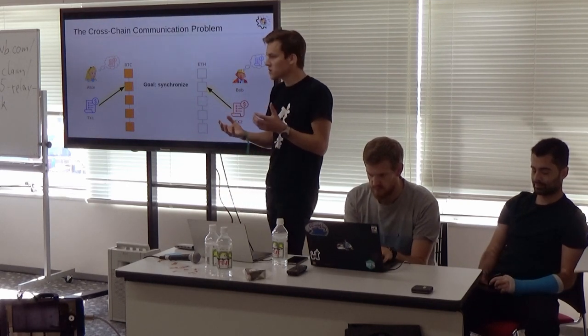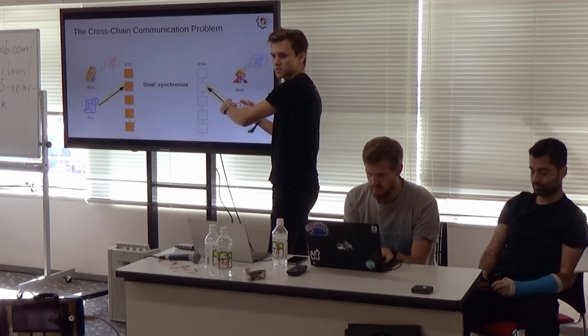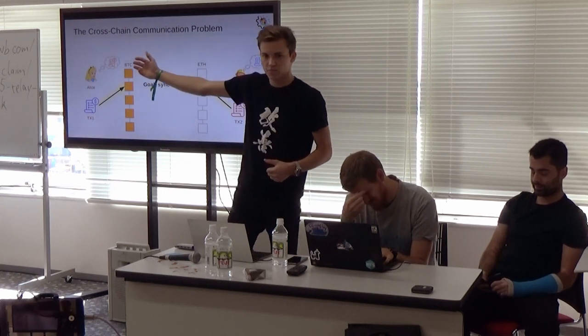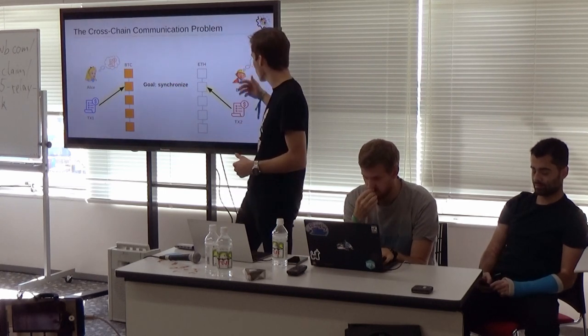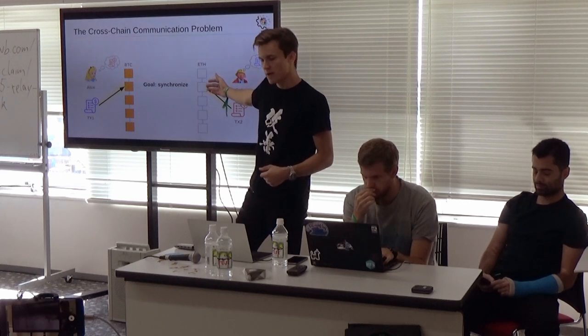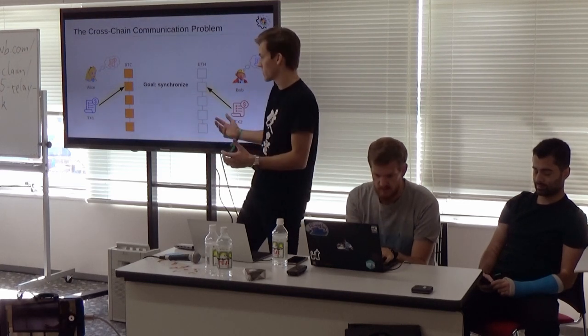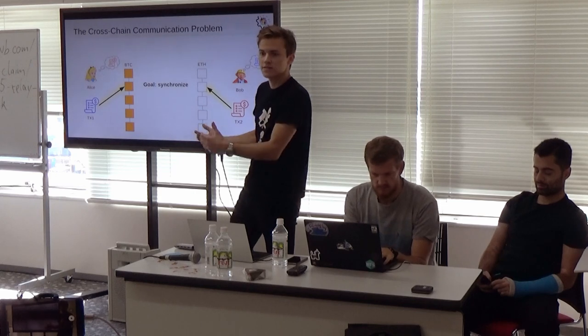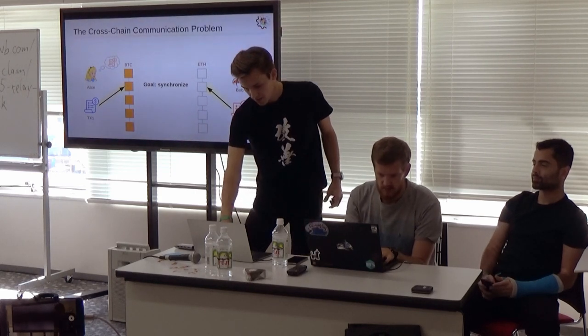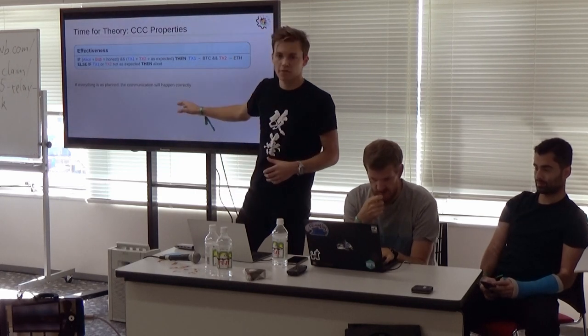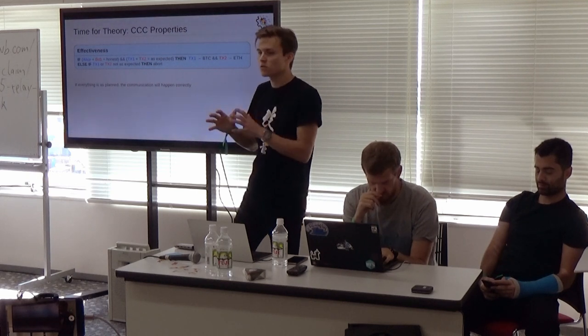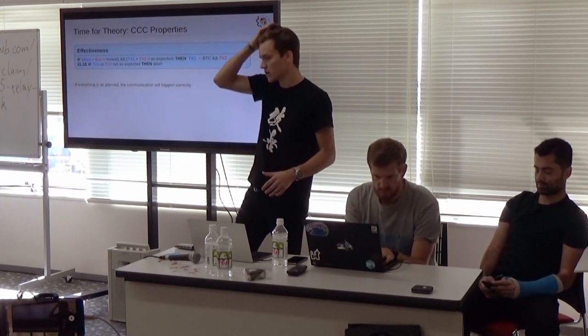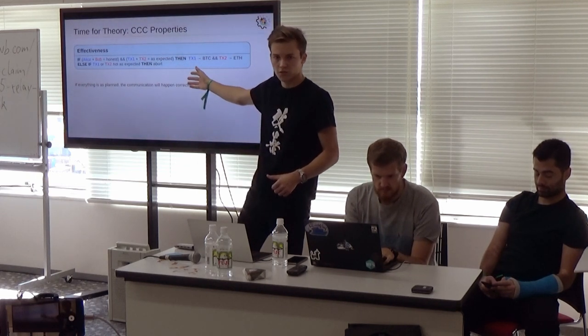Now, the goal of cross-chain communication is to synchronize these two processes. We want to make sure that Alice writes transaction one to Bitcoin, but Bob also writes transaction two to Ethereum. And we actually want to ensure that they both write it at the same time, or at least atomically. Now, we have three properties for cross-chain communication in the paper. I will not bore you with the theoretical definitions here. I'll just try to give the intuition of what each of them means.